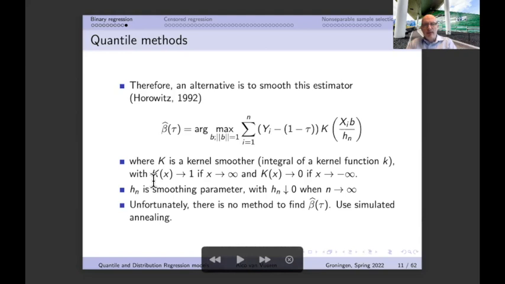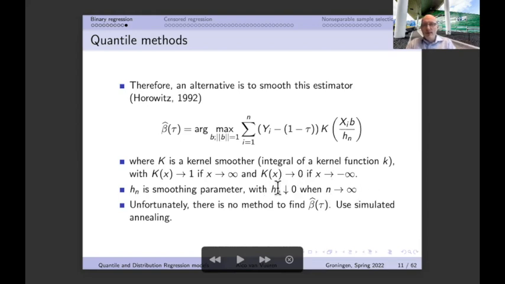The only assumption that we have to make with respect to this K is that K(x) converges to 1 when x goes to infinity, and K(x) converges to 0 when x goes to minus infinity. That's the only assumption we have to make. We also have to make an additional assumption with respect to h_n. h_n is the so-called smoothing parameter that we also have in standard kernel density estimation. The assumption we have to make is that h_n goes down to 0 when n goes to infinity.